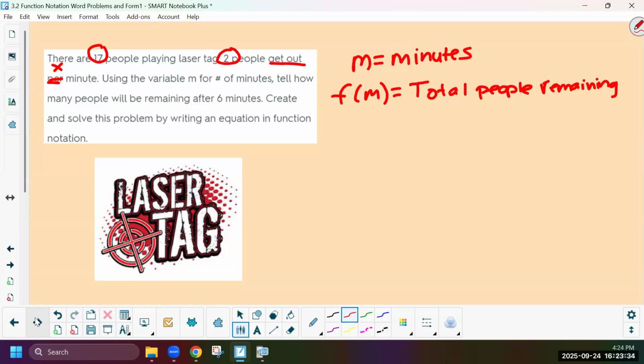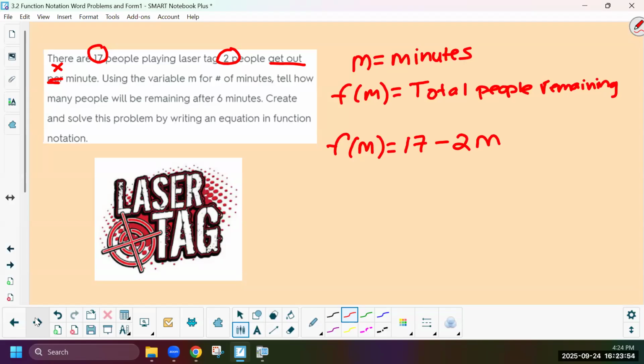Okay. And this one, I'm starting with 17 people. And if people are getting out of the laser tag game, that means that my number is decreasing. So when I write my function notation, I'm going to start with 17 and I'm taking away 2 people per minute.